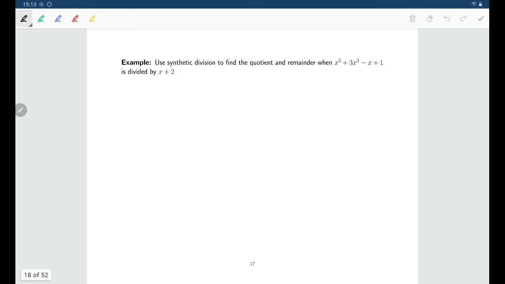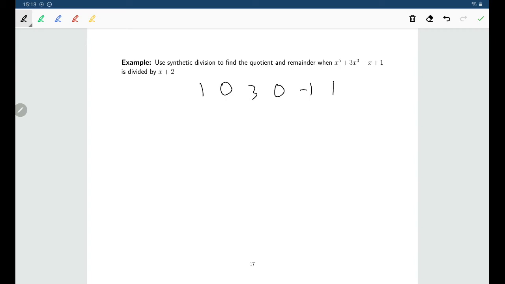So here I want to find the quotient and remainder when I'm taking that fifth degree polynomial and dividing it by x plus 2. My polynomial is already in order from largest power to smallest. I'm going to write out all the coefficients. We have 1x to the 5. There are no x to the 4s. There is 3x cubed. There are no x squares. There's minus 1x. And there's plus 1. So I've got all of my coefficients.